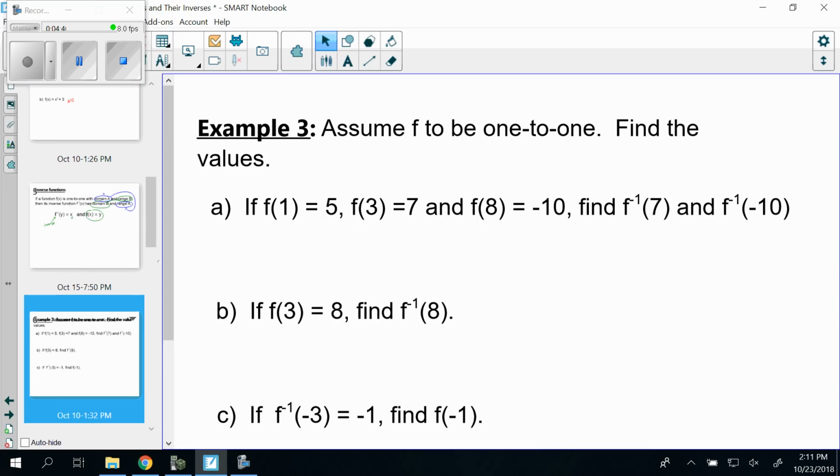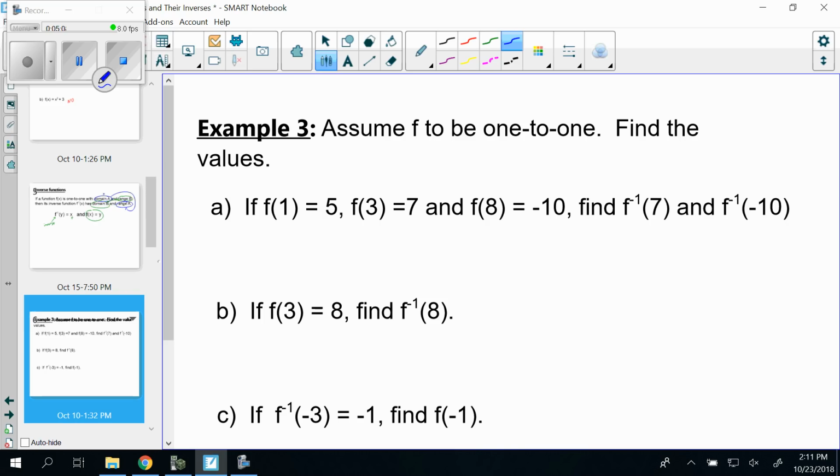All right, so in example 3 here, it says assume f is one-to-one. Find the different values. So on example A, they tell us f of 1 equals 5, f of 3 equals 7, and f of 8 equals negative 10. What is the inverse at 7 and what is the inverse at 10?